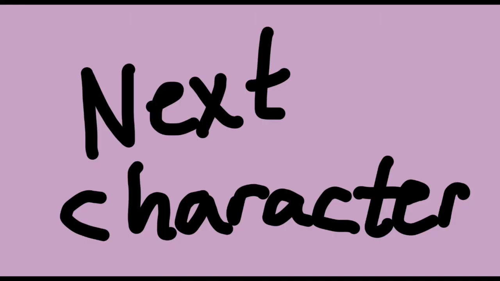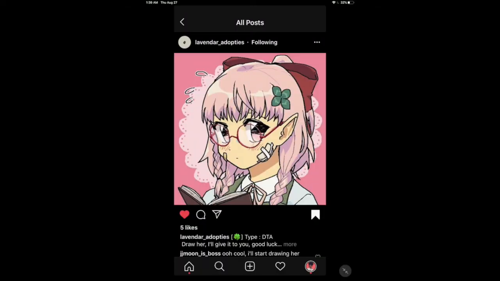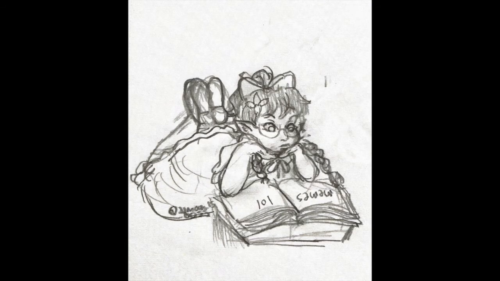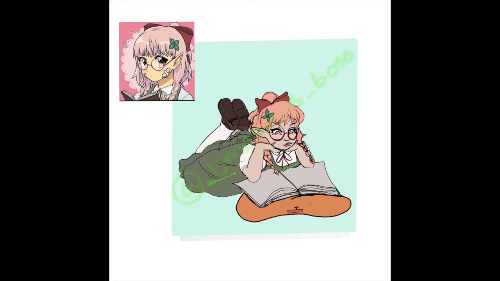Another one is one of the last characters. There's one more after this one. I also recently adopted her. She is a librarian, and this librarian is around the same age as the cafe characters, but she's one year younger. She knew the main character around the same time as the other characters did, when the main character was in her freshman year.